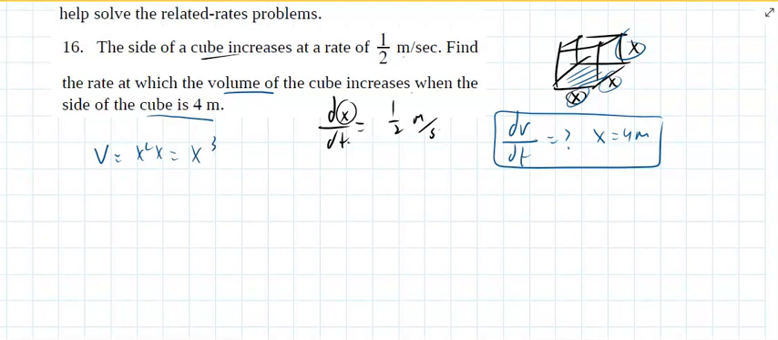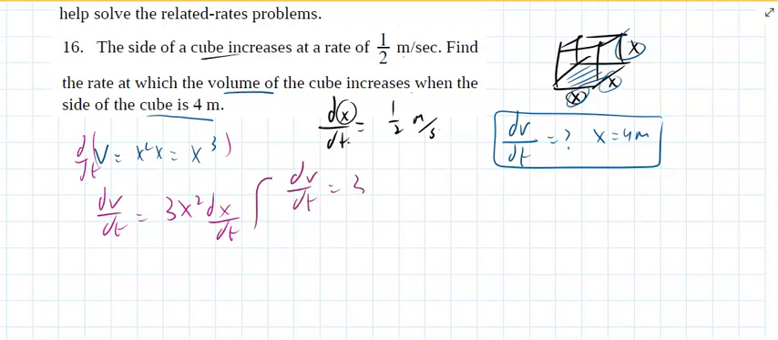And since there's only one unknown, I'll take a derivative of both sides with respect to t. I'll get dV/dt equaling 3x squared dx/dt. Well, this looks straightforward. It is straightforward. dV/dt will be 3, I need an x, I need the dx/dt. Well, I know x is 4, and I know the dx/dt is 1/2.